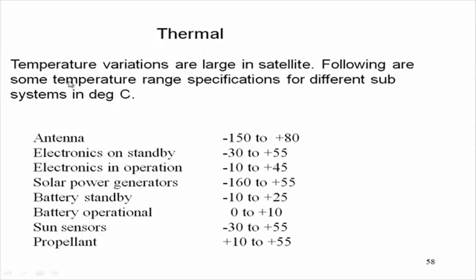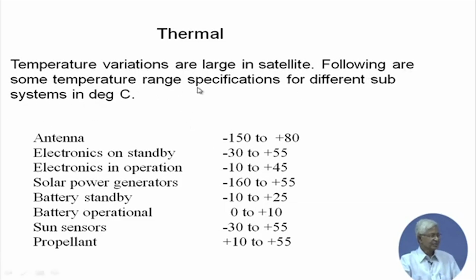The temperature variations are large in a satellite, because the face of the satellite which is facing the sun experiences a large temperature, whereas the other side of the satellite which is facing the cold sky is at a very low temperature. So, there is a large temperature gradient, and I have listed some typical numbers here for different subsystems which face this type of variation, because the satellite is also slightly tilting all around Earth.